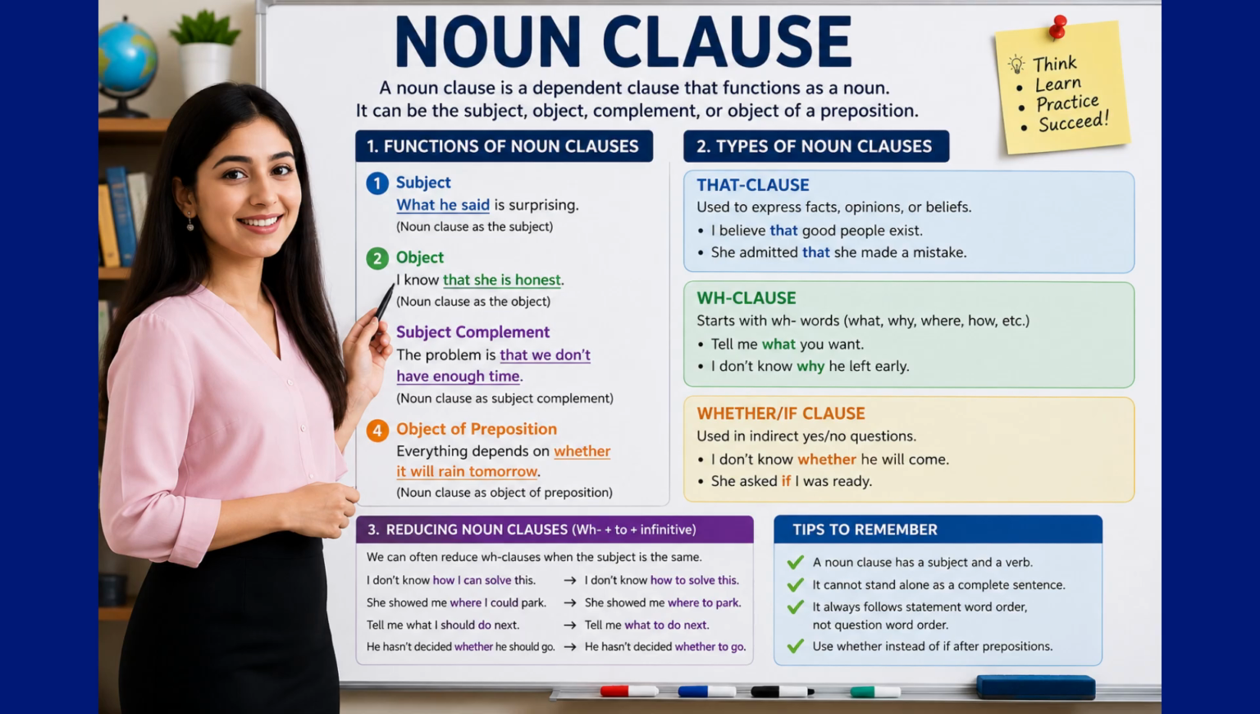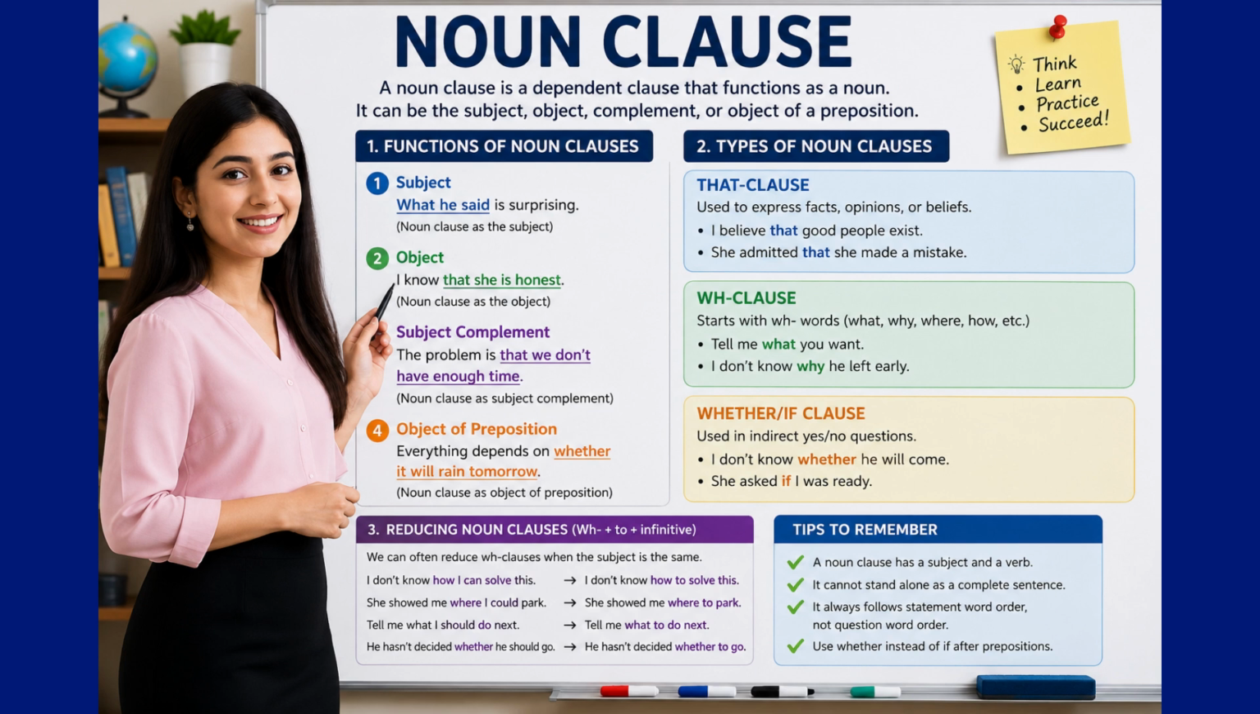Now look at another example. "What he said surprised everyone." Here, "what he said" is the noun clause. Instead of acting as an object, it functions as the subject of the sentence because it performs the action of surprising everyone. This example reminds us that a noun clause can appear in different positions depending on its grammatical function.